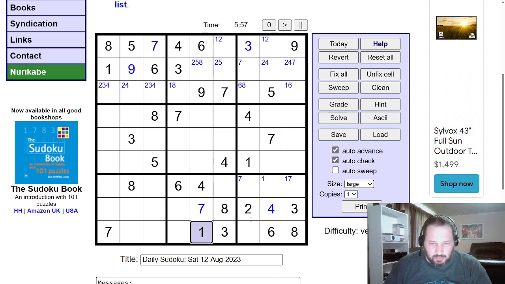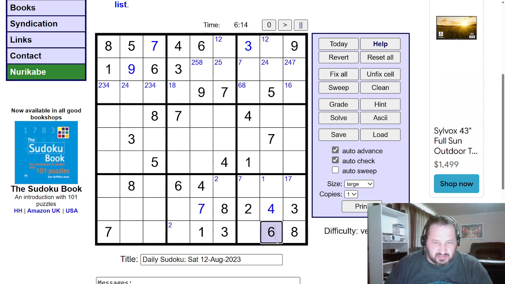Let's see. We need a 1. We've got a 2 that comes across and helps a little bit, and says a 2 has to go here or here. 3, 4. Any help with the 5? Nope. 6, 7, 8. Any help with the 9? Nope. Okay. Let's see here.